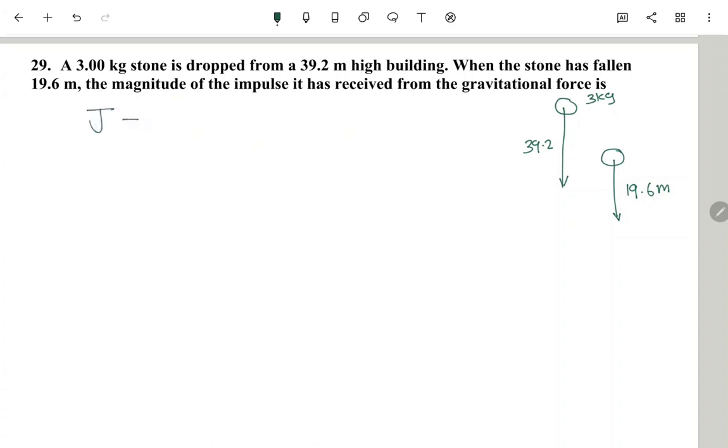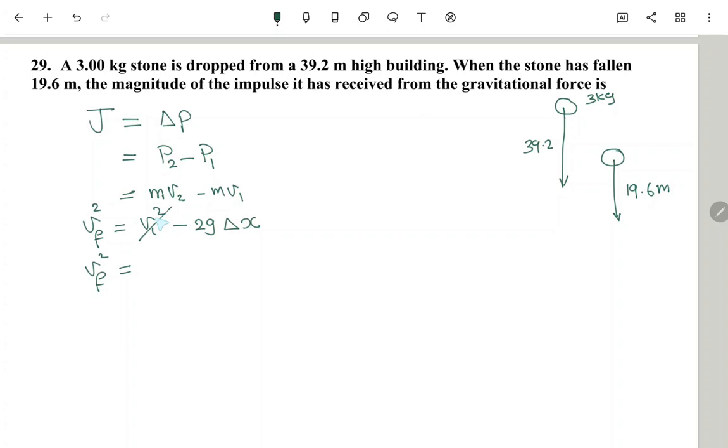Now, impulse is actually equal to delta P, or P2 minus P1. Now, P2 is M V2 minus M V1. Now, V final squared equals the initial squared minus 2g delta x. So the final squared equals, now initial, this one is equal to 0. So minus 2g times 19.6 minus 39.2. And V in this case will be equal to the square root of 392, or V equals 19.8 meters per second.